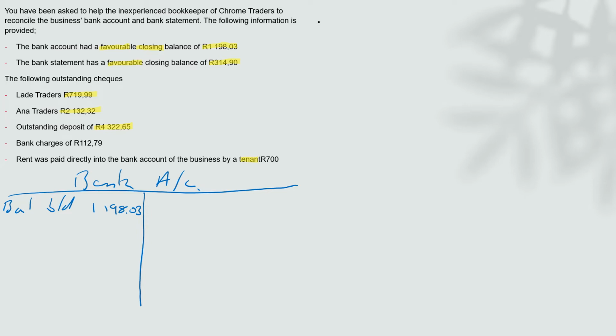Because when you're doing this bank account, basically you're looking for items that are in the bank statement and that were not accounted for when you did your journals, that is the cash receipt journal and the cash payment journal. The cash receipt journal is the debit side of the bank account, and the cash payment journal is the credit side of the bank account. So I've got only two. There are the bank charges and the amount that was paid by a tenant. So this one we'll call it what? Rent.